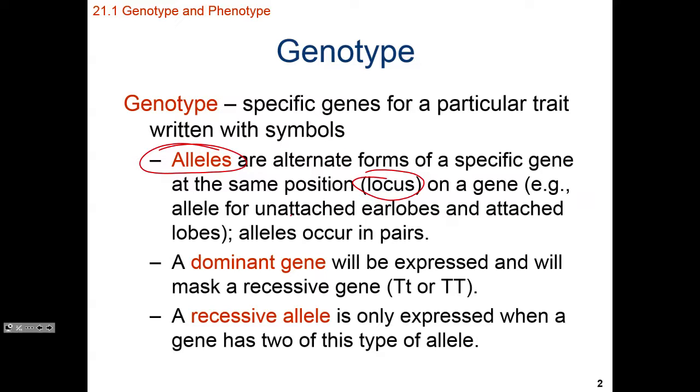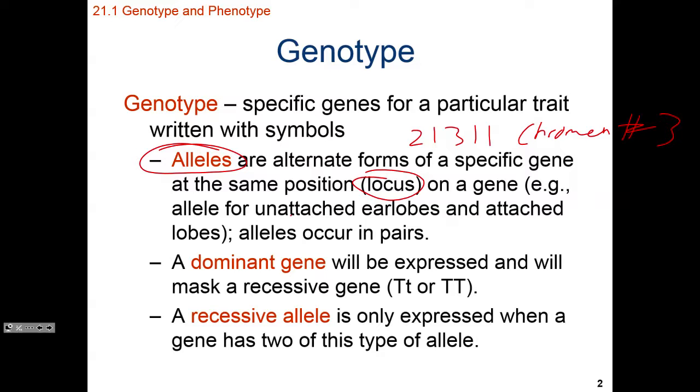Typically, when we report the locus or location of a gene on a chromosome, we'll give a large number that refers to how many base pairs in the gene is on the chromosome, and then we'll say chromosome number 3, and give the chromosome number.